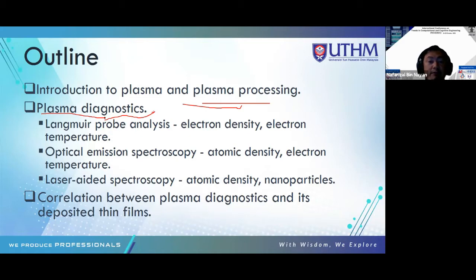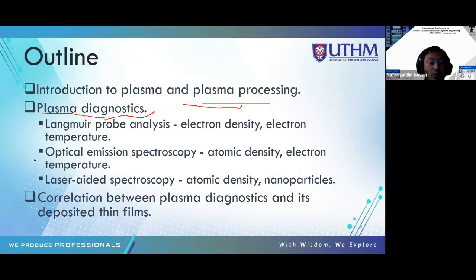For example, when we got COVID-19 right now, right? There is a tool, right? Rapid test kit, RTK, or PCR tools to investigate whether you have the COVID-19 virus or not. So we need tools in order to understand or to investigate what the plasma is.